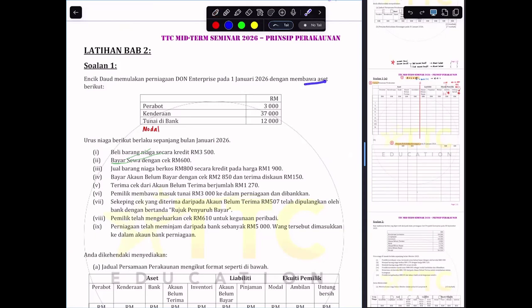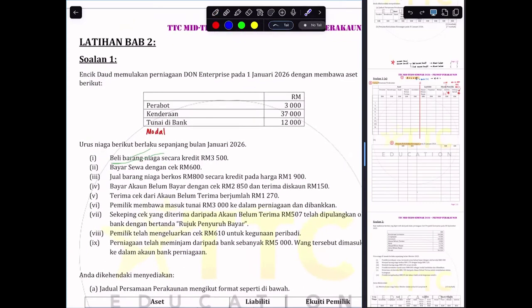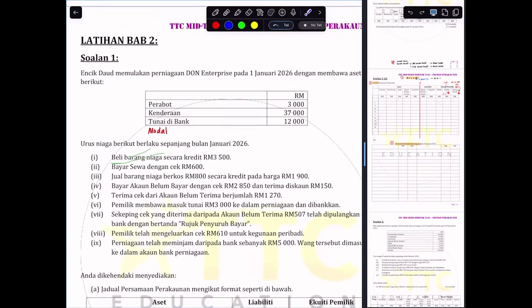Dengan membawa aset. Oh, you see, membawa means bring in. So confirm that it is modal. Then you need to figure out how to record into the table, to add or minus. Let us do the same thing like how we do for PCP, since we learned it before already, right?